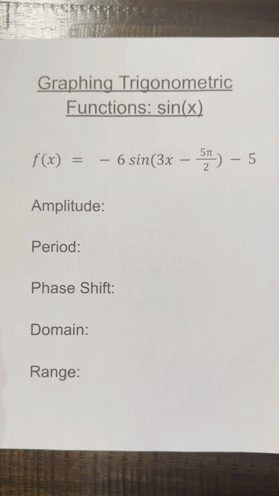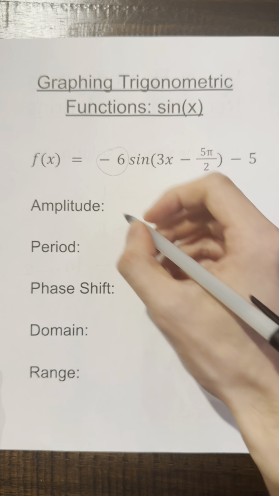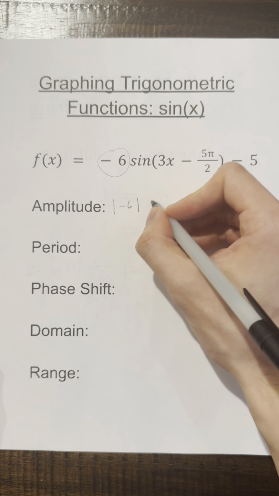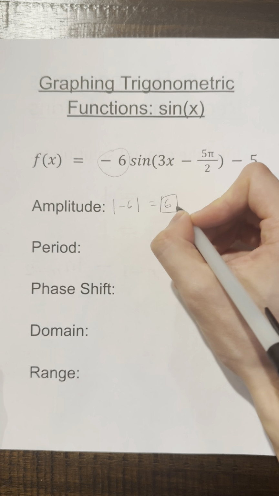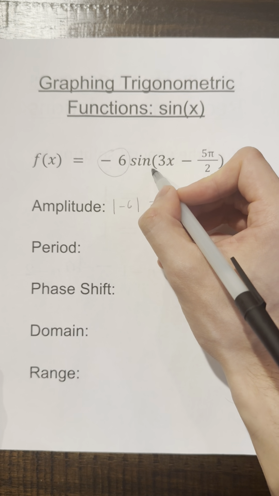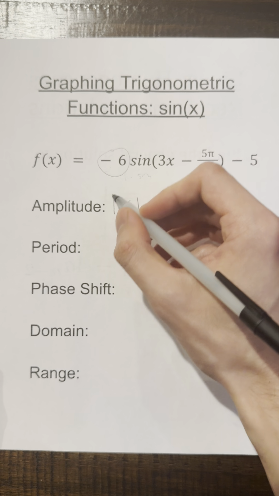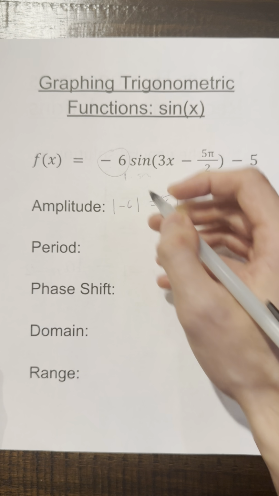To find the amplitude, take the absolute value of this number. So the absolute value of -6 is how much? It's 6. This is your answer. And if there's no number in front of sine, you can think of it as 1 times sine. So you'd be taking the absolute value of 1.